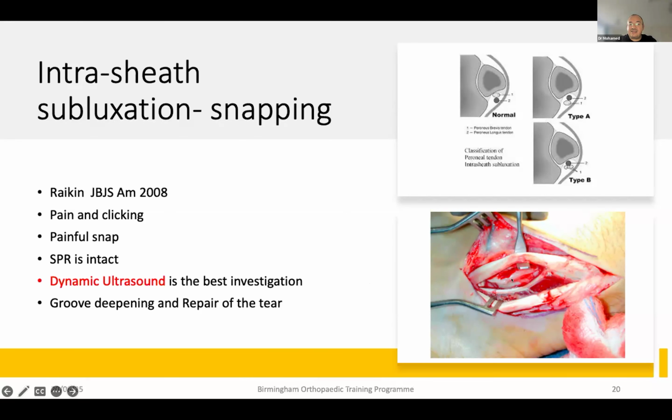And as you can see, there is a big split in the peroneus longus where the peroneus brevis bobs in and out. So still the superior peroneal retinaculum is intact. And the way to diagnose this is the MRI scan will show you a split in the peroneus longus tendon, but you have to have a dynamic ultrasound to show you how the peroneus brevis is bobbing in and out of the peroneus longus slit.